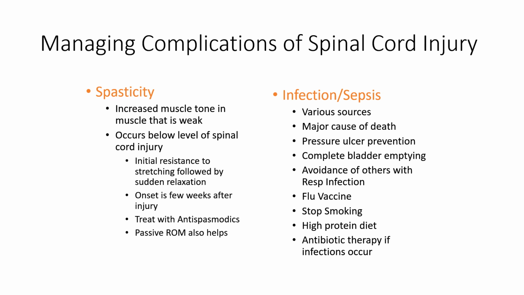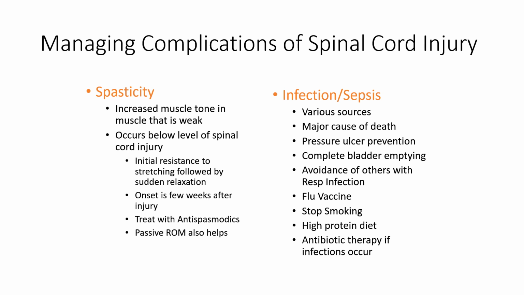Now remember, spasticity is this increased muscle tone in the muscle that is weak, and this spasticity usually occurs below the level of the spinal cord injury. So we do want to treat them with antispasmodics such as baclofen, Dantrium, Valium, and Xanaflex. We want to help them with passive range of motion, which also will help decrease spasticity.